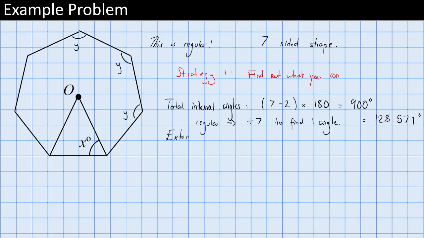So the external angle will equal 360 divided by 7, the number of sides. Okay, now this is going to be a decimal as well. So 360 divided by 7, 51.429.